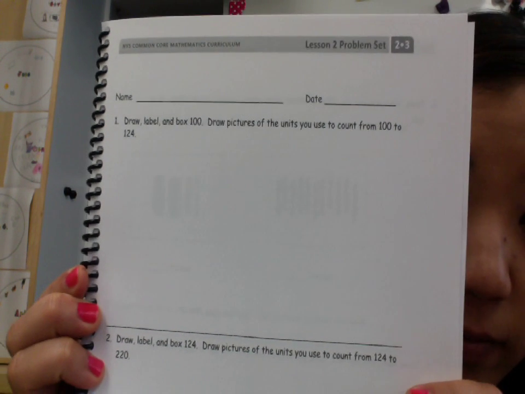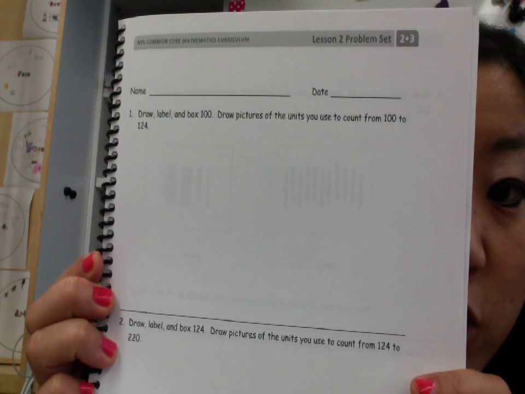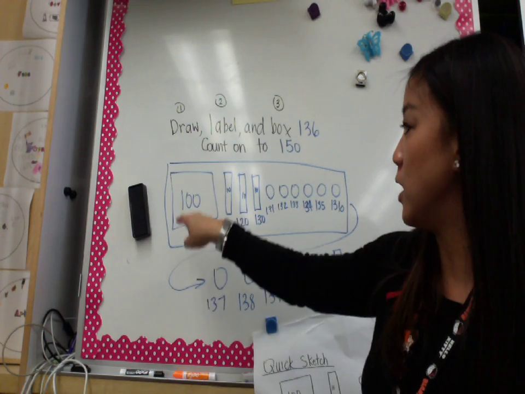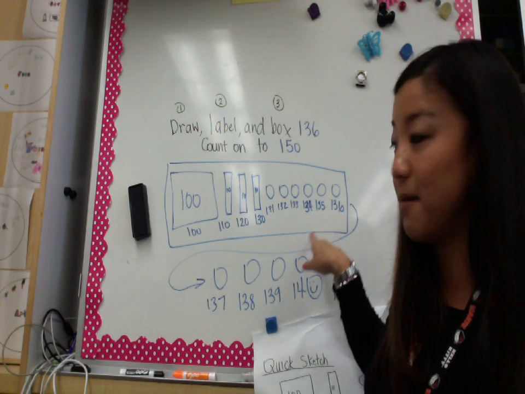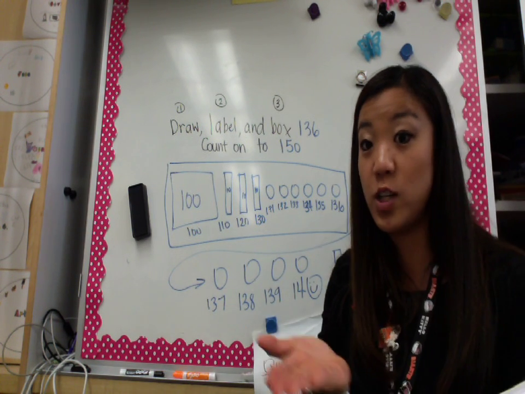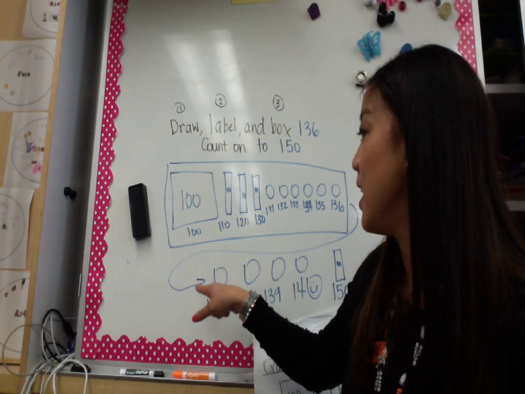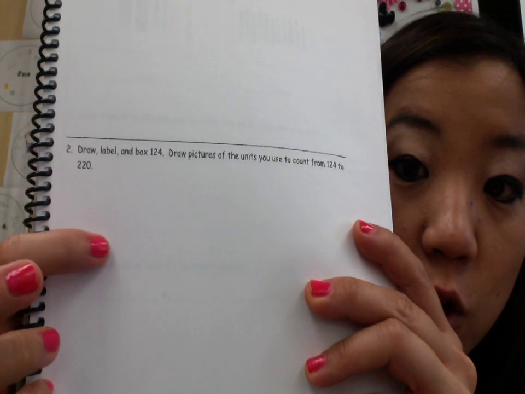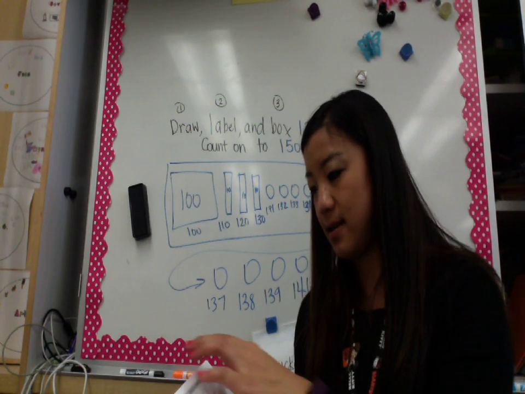So this is sort of like the first question we did. First you need to draw, label, and box 100. And then, just like this, make sure you label it. This is like the value, how much it's worth. And then you need to count on underneath. You're going to do the same thing for number 2, on the back.